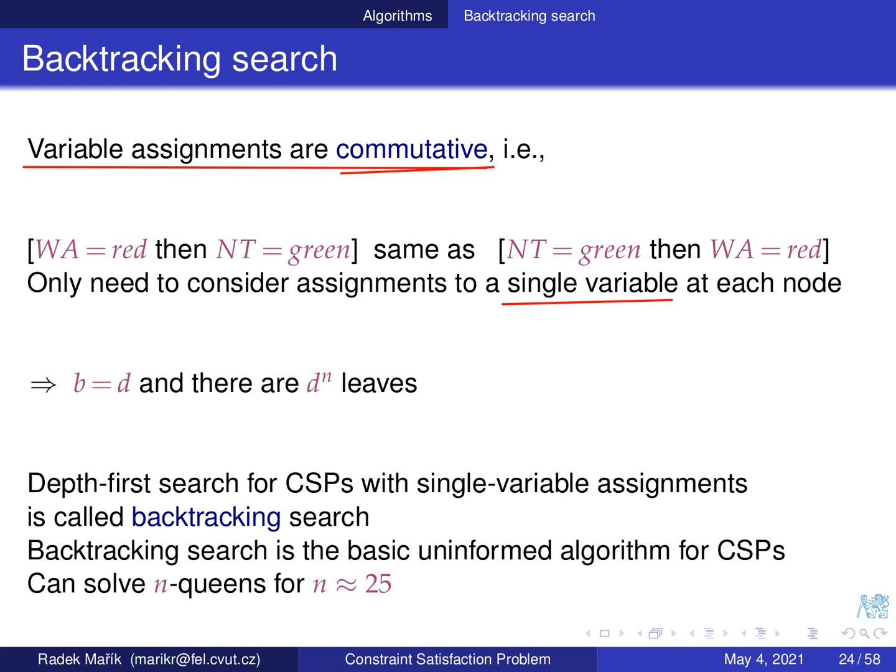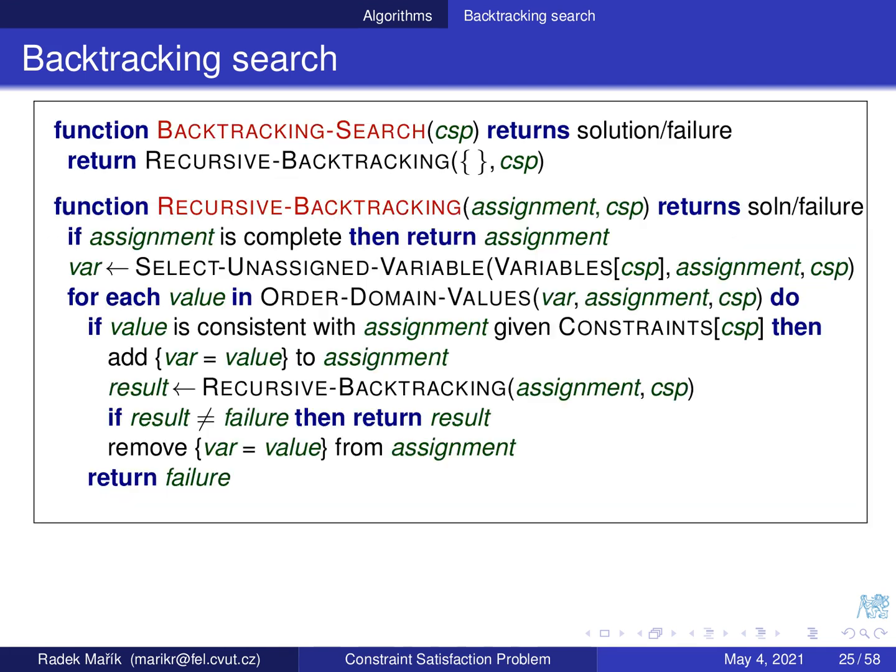If you do this, that means depth-first search with a single variable assignment at each node, we call that approach a backtracking search. It is a basic uninformed algorithm for a CSP. In this case, if you try that, you can solve the n-queens problem up to, let's say, 25. And so the pseudocode could look like this.